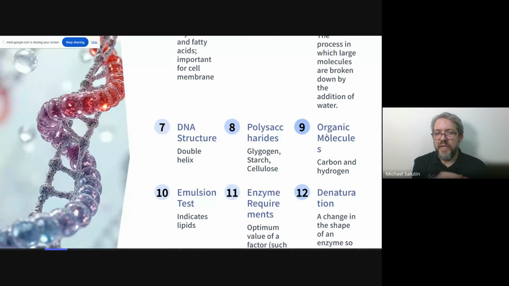I want to skip ahead to number 8. Number 8 is the term I mentioned before for the complex carbohydrates: polysaccharides. Polysaccharides are large carbohydrate structures made up of many, many simple sugars put together. Examples of polysaccharides include glycogen in the human body, starch in plants, and cellulose in plants.